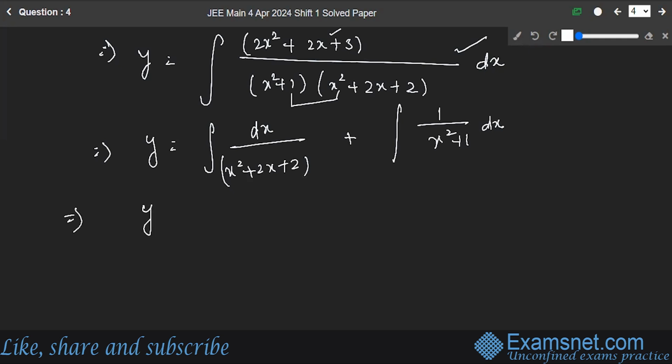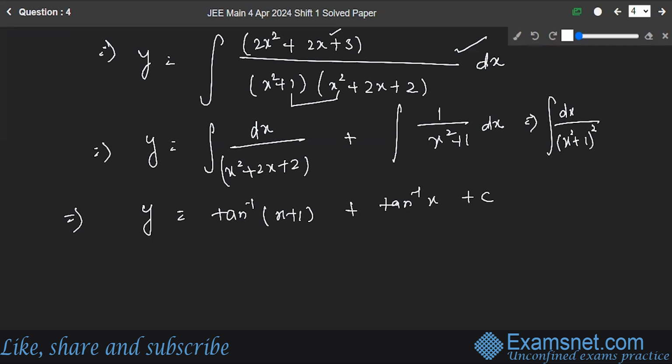Now y is equal to tangent inverse of (x plus 1) plus tangent inverse of x plus c. Because you can write this as the integral of dx upon ((x plus 1) whole squared plus 1) plus the integral of dx upon (x squared plus 1), right?